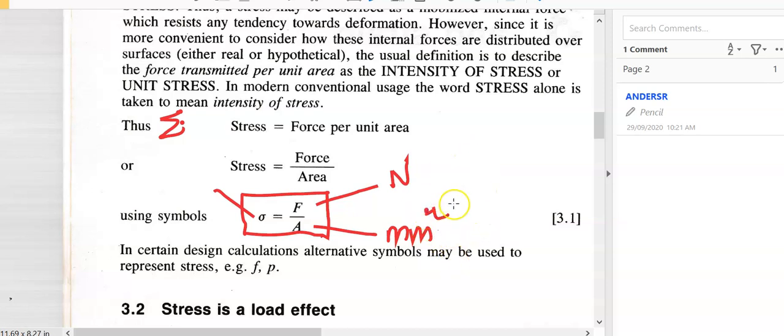Therefore the units of measurement for stress is newtons per millimeter squared, because force over area, force is newtons, area is millimeter squared. Or if you're using meter squared for area, then stress will be newtons per meter squared. That's the first big formula you need to imprint on your brain forever from this point onwards.